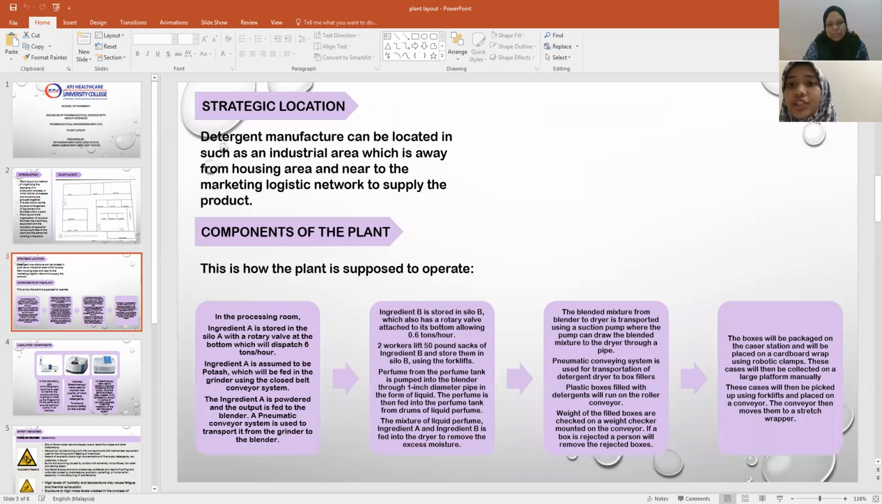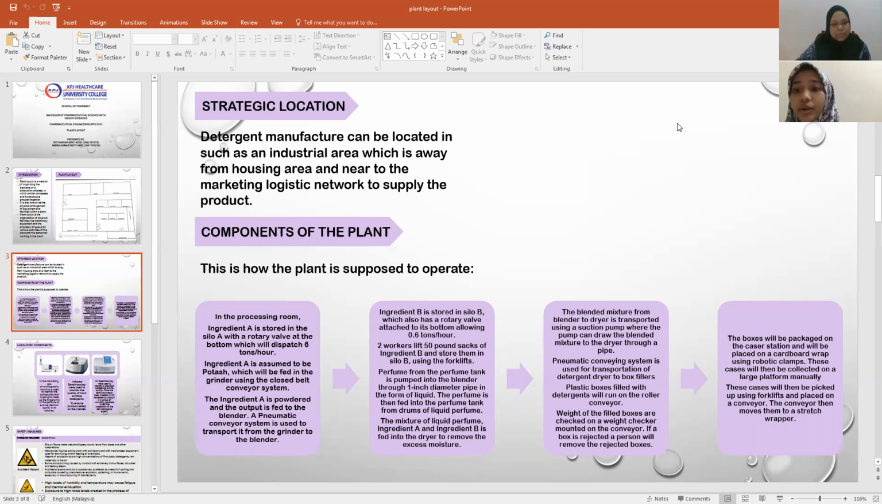So for the location, a detergent manufacturer can be located in an industrial area which is away from housing areas and near to the marketing logistic network to supply the product. For the components of the plant, this is how the plant is supposed to operate. By using rail cars, the feedstock is brought into the plant in the form of chunks of rocks.